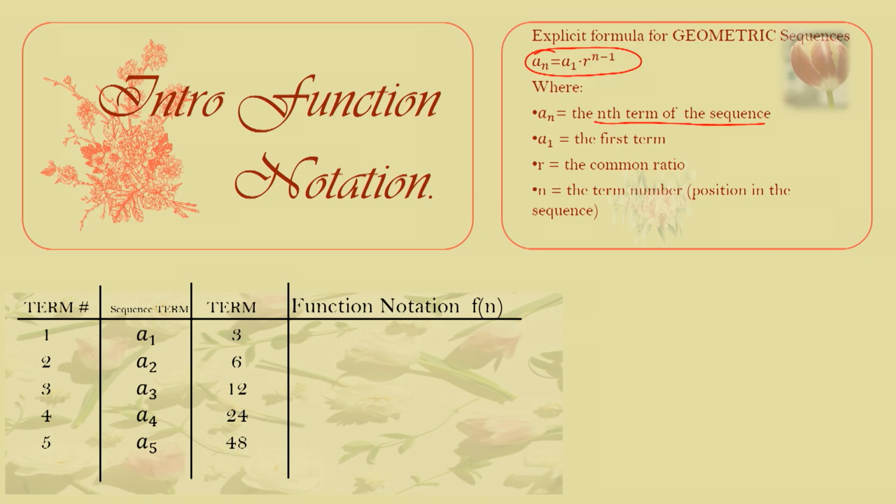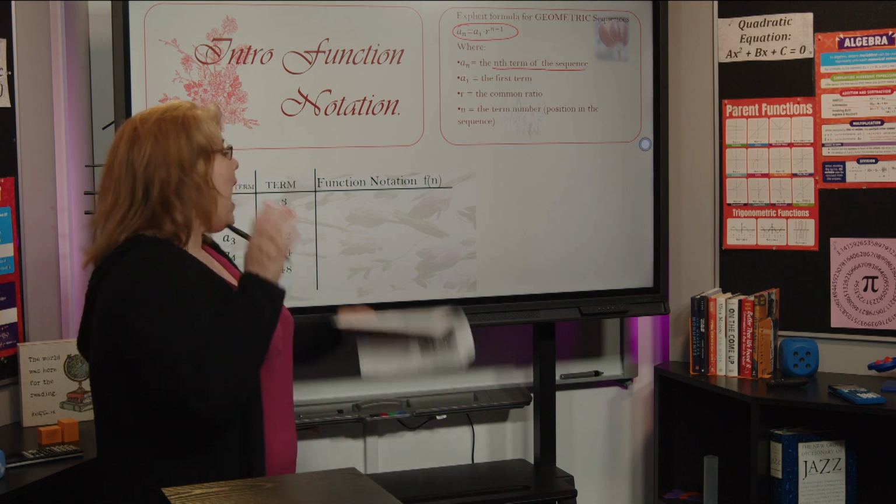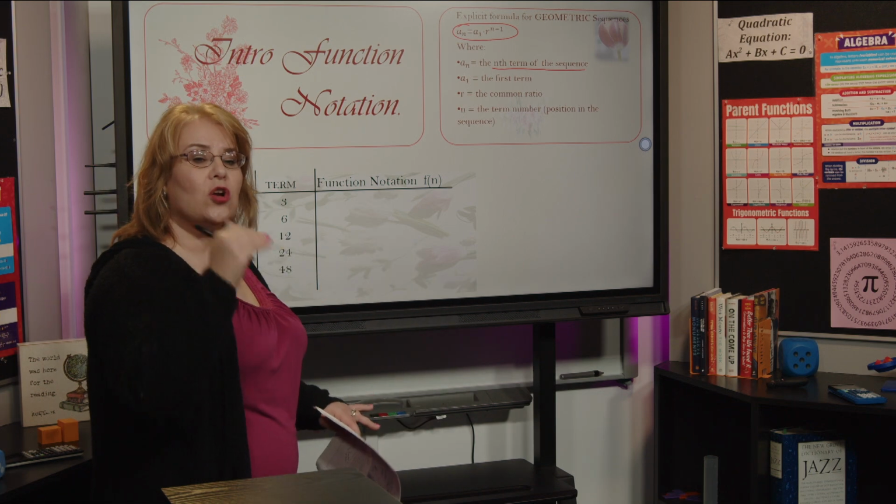So let's look at this table. My first term, which is my a sub 1, was 3. My second term, which is a sub 2, is 6. My third term, which is a sub 3, is 12. My fourth was 24, and then we found out that my fifth was 48. So let's see what that function notation looks like. I'm going to write it up here and see if you're starting to see the pattern.